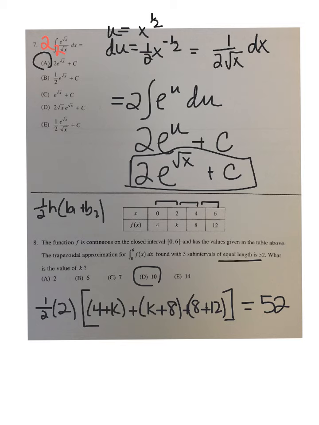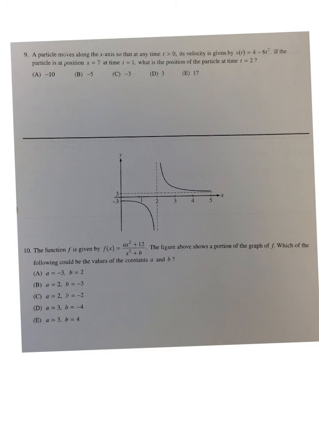Right here. Okay, well, 1/2 of 2, that's gone. So I'm just going to simplify what I have inside. So I'm going to do 4 plus 8 plus 8 plus 12. And when I do that, I get 32 plus, now I have k and another k, so that's 2k equals 52. So 2k is equal to 20, and k is equal to 10. There you go. Number 9, the answer is C.